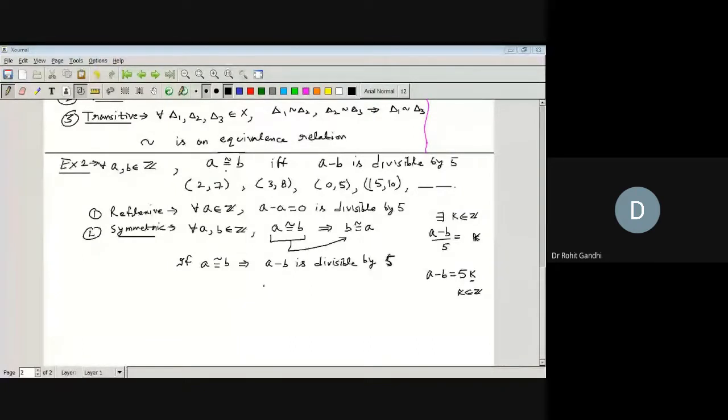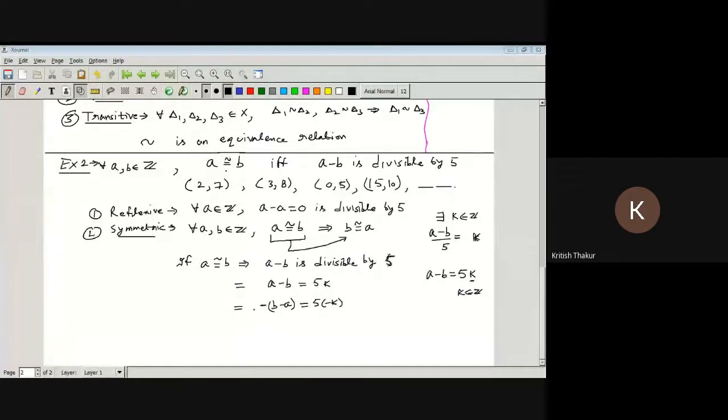So what will happen is that a minus b can be written as a multiple of 5, which I have written here: there exists some integer k such that a minus b is equal to 5 into k, right? Now, how can you write b minus a? If I multiply both sides by -1, I will get this. Is it okay?